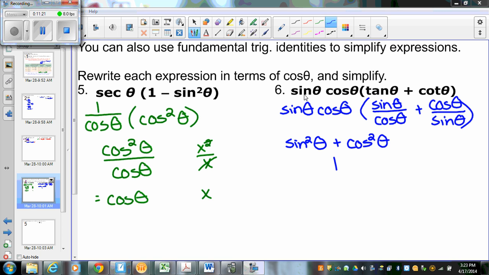So here on number 6, you cannot rewrite sine of theta because it already is a fundamental trig identity. It cannot be rewritten. Cosine theta is already written in terms of cosine. Tangent I rewrote as sine over cosine, plus cotangent I rewrote as cosine over sine. So now I've got these two fractions over here, and then I have sine and cosine out in front wanting to be multiplied by these fractions.